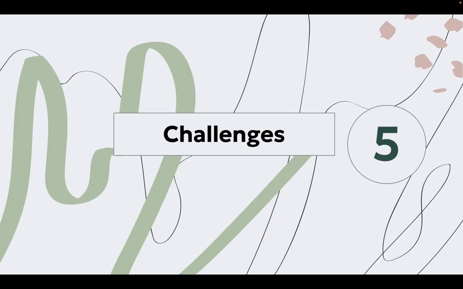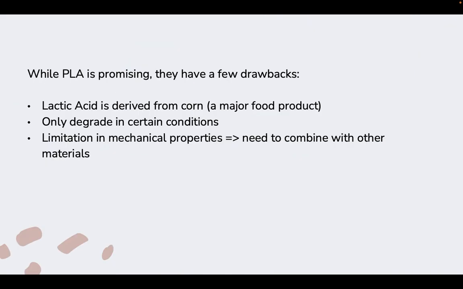Now I want to discuss some challenges and disadvantages of this material. While PLA is an eco-friendly biomaterial with exceptional properties, it also has many drawbacks in certain applications. One of the biggest disadvantages of this material is that lactic acid is derived from corn, which is a main food product. Therefore, new technologies should be applied in order to produce lactic acid by using glucose derived from plant biomass.